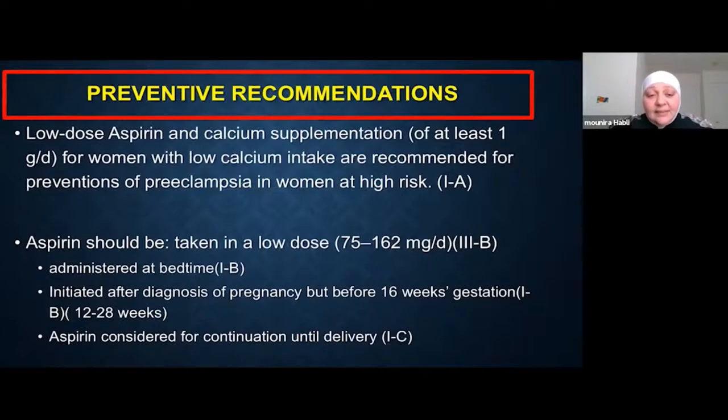It should be administered at bedtime. It should be initiated early after diagnosis of pregnancy, in general after 12 weeks, but they recommend before 16 weeks. Aspirin should be considered to be continued until delivery.